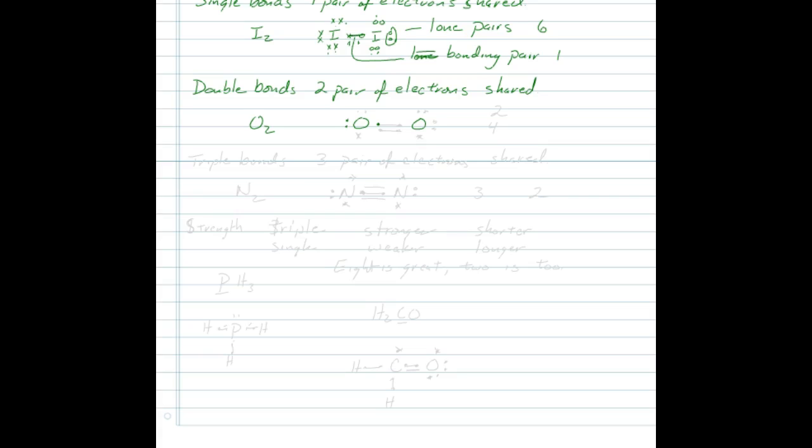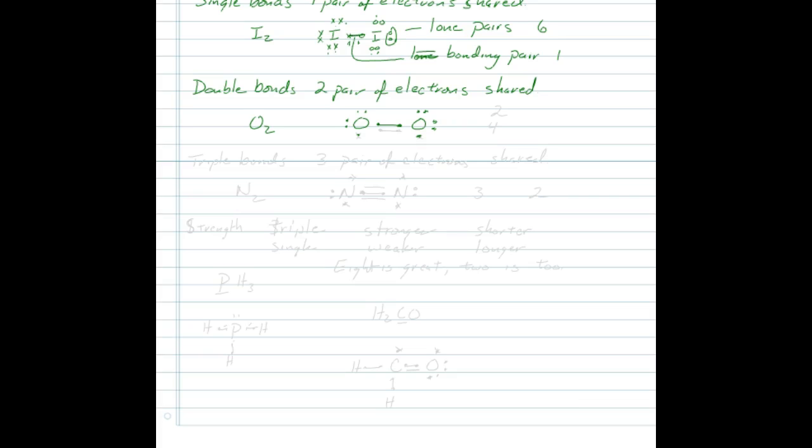1, 2, 3, 4, 5, 6. Mirror image over here. 1, 2, 3, 4, 5, 6. Join them up. Now on this side, there's only 7 electrons, and on this side there's 7 electrons. So on the left hand side oxygen there's 7, right hand side oxygen there's 7. It's not happy because it's not 8.